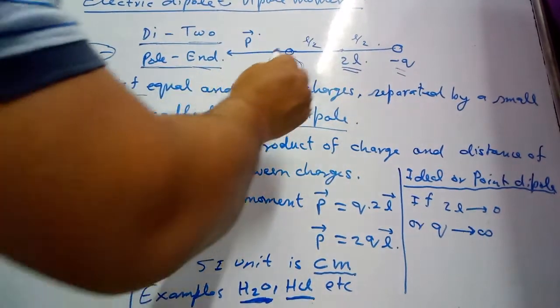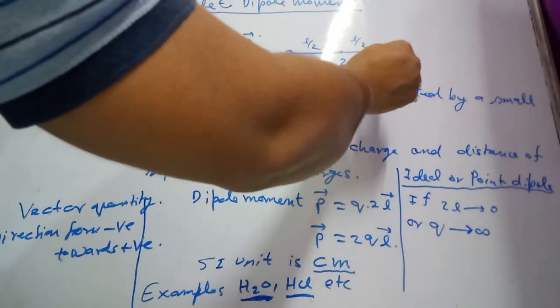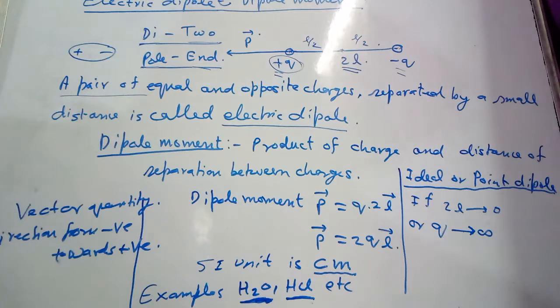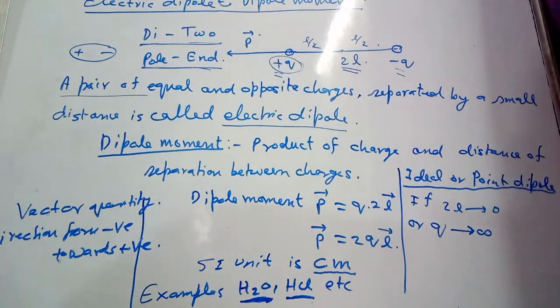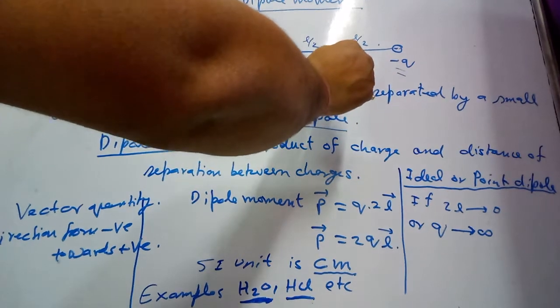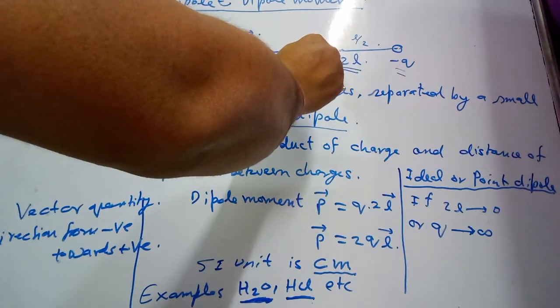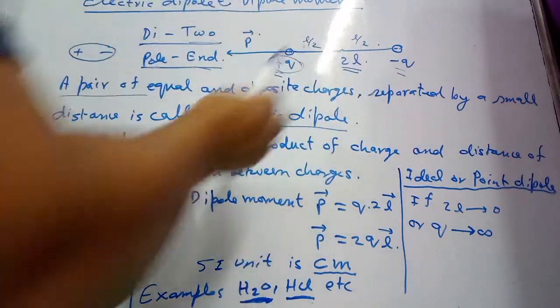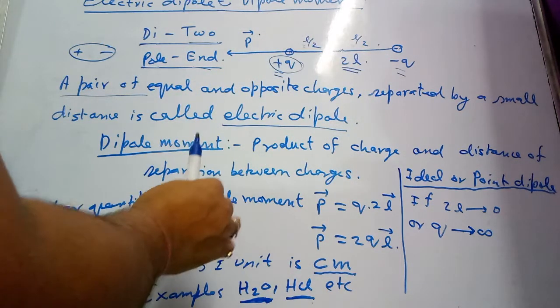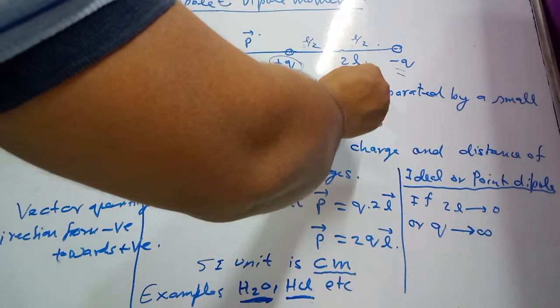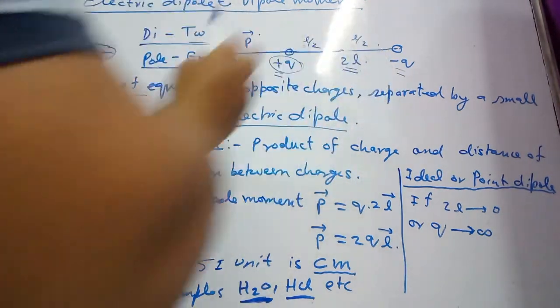So what is the reason to take the length of the dipole as 2L? Sometimes in a calculation or in a certain derivation, we need to take half the length of the dipole. If the length of the dipole is taken as L, the half length of the dipole is going to be L by 2. And calculation with a fraction is a bit more difficult than with a whole number. So that is why we take the length of the dipole as 2L.